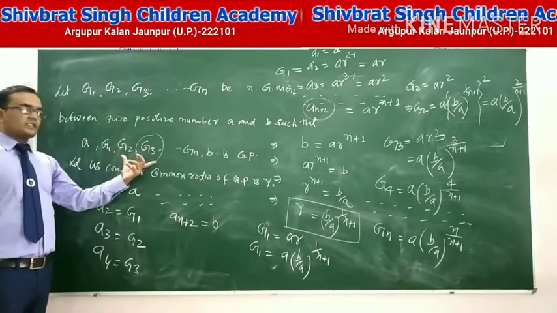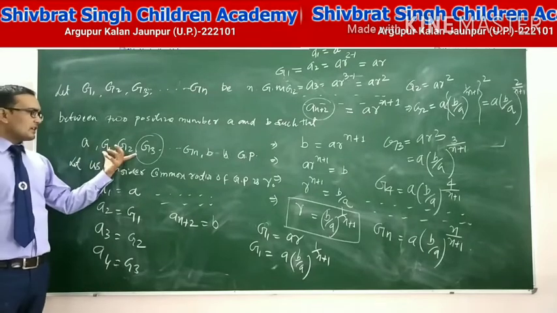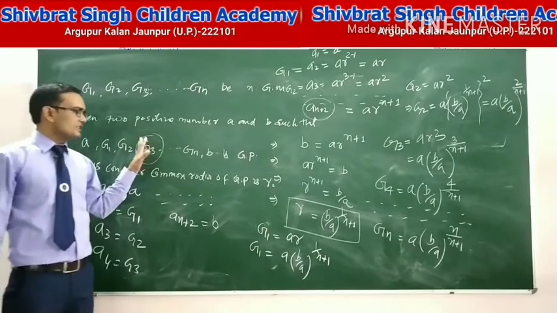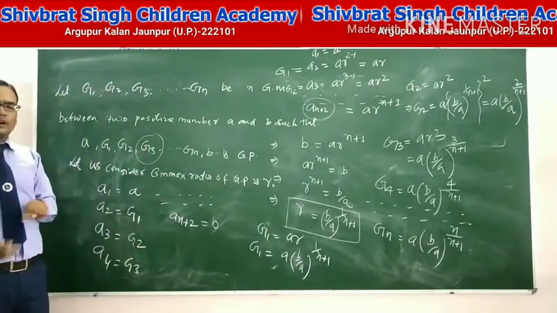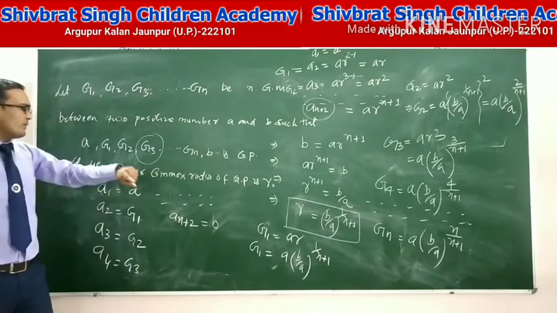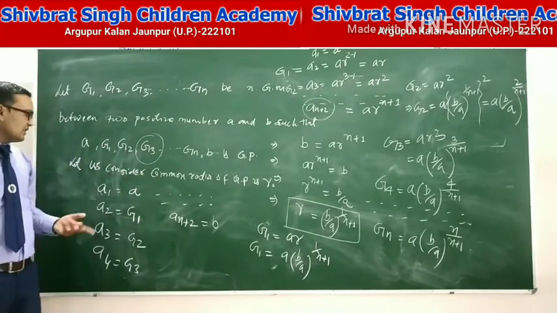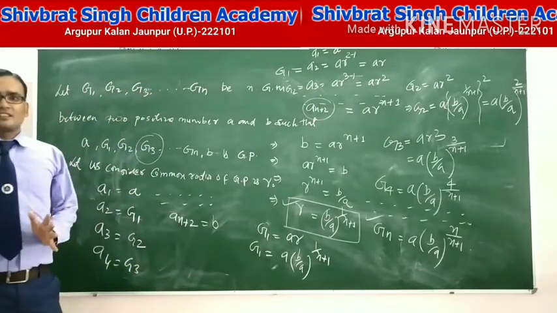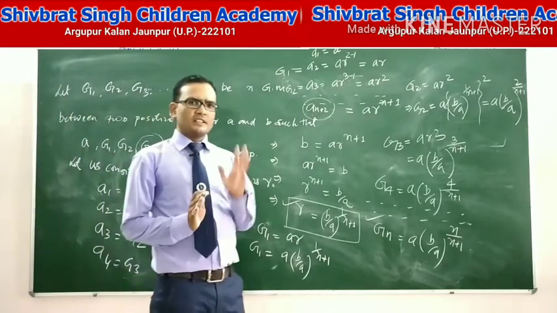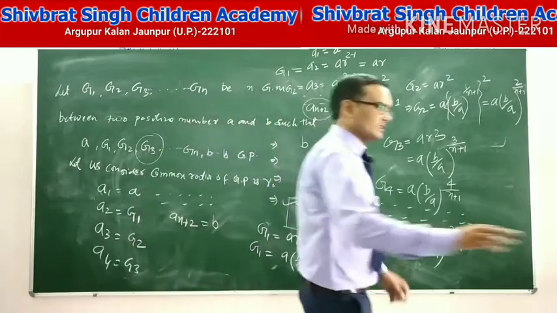What is the common ratio? Let us consider the common ratio of this GP is r. We consider the common ratio of this GP is r and find the value of r in case of A and B, and also again find the value of G1, G2, G3 and so on Gn. We can insert n geometric means between two positive numbers A and B, G1, G2, G3, G4, so on Gn.